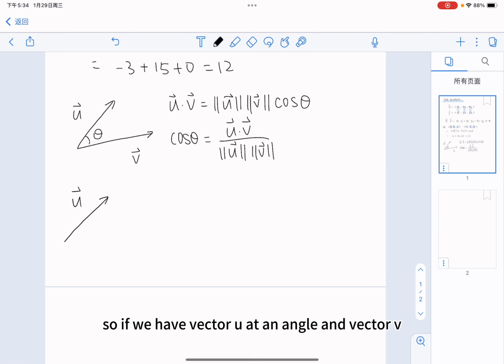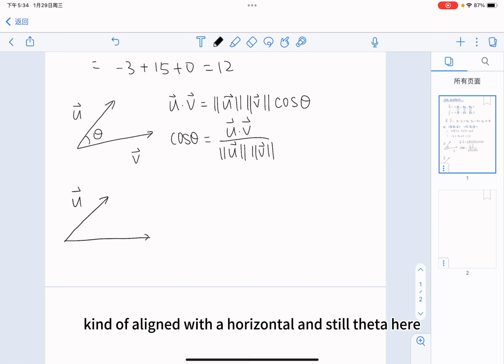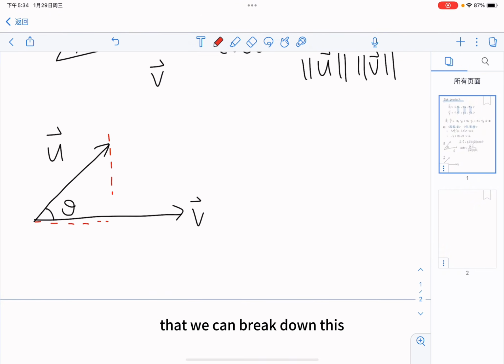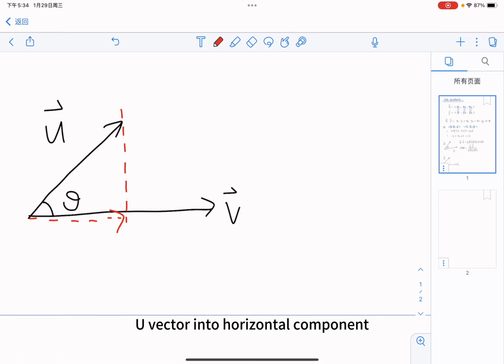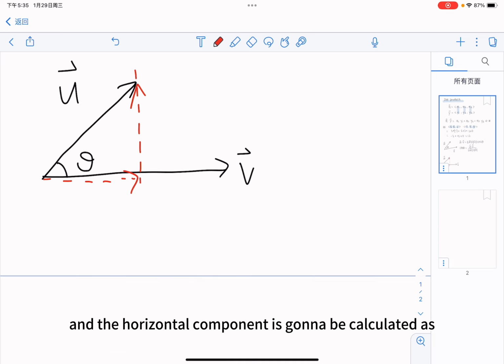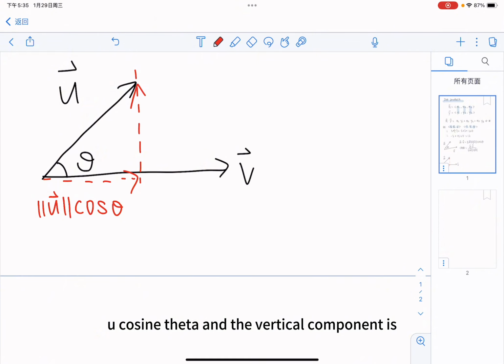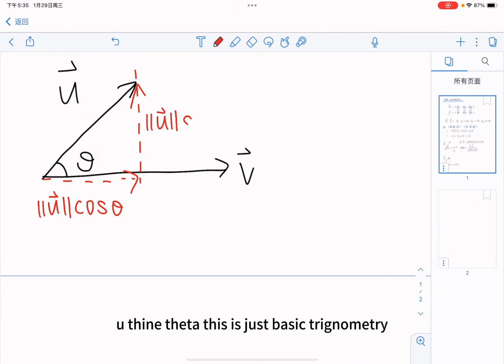So if we have vector u at an angle and vector v aligned with the horizontal, and theta here, with trig, you can see that we can break down this u vector into a horizontal component and a vertical component. And the horizontal component is going to be calculated as u cosine theta, and the vertical component is u sine theta. This is just basic trigonometry.